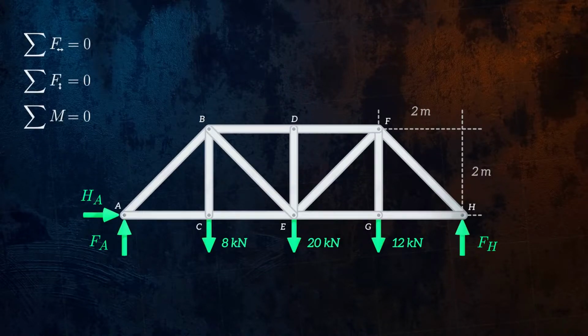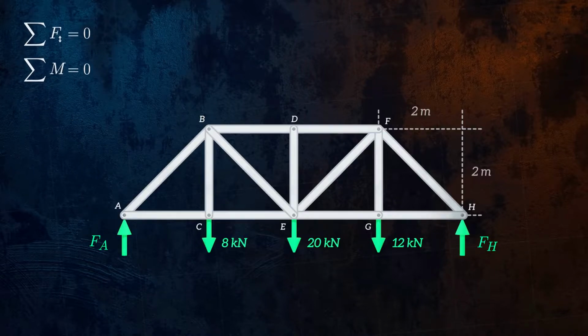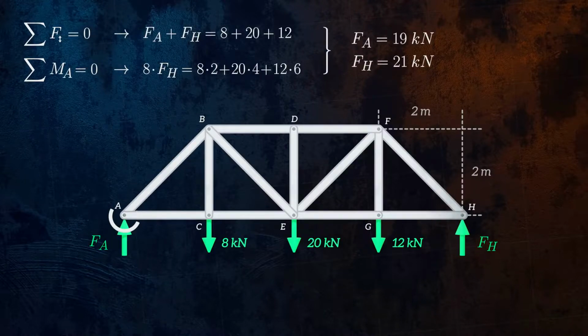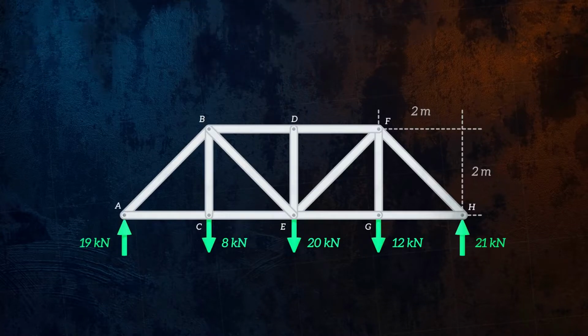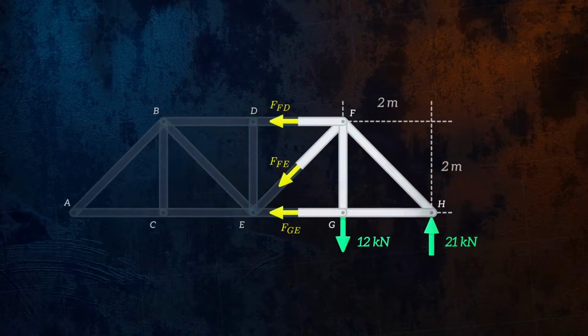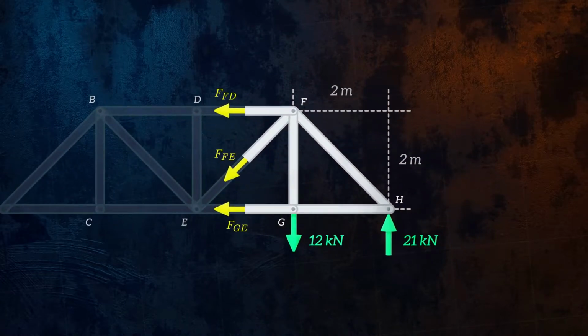The horizontal reaction force at joint A is the only force acting in the horizontal direction, so it must be equal to 0. By considering equilibrium of forces in the vertical direction and equilibrium of the moments acting about joint A, we can figure out that FA is equal to 19 and FH is equal to 21. Next, let's make our imaginary cut through members FD, FE, and GE and draw the internal forces. Like we did earlier for the method of joints, we will assume that all unknown forces are tensile.